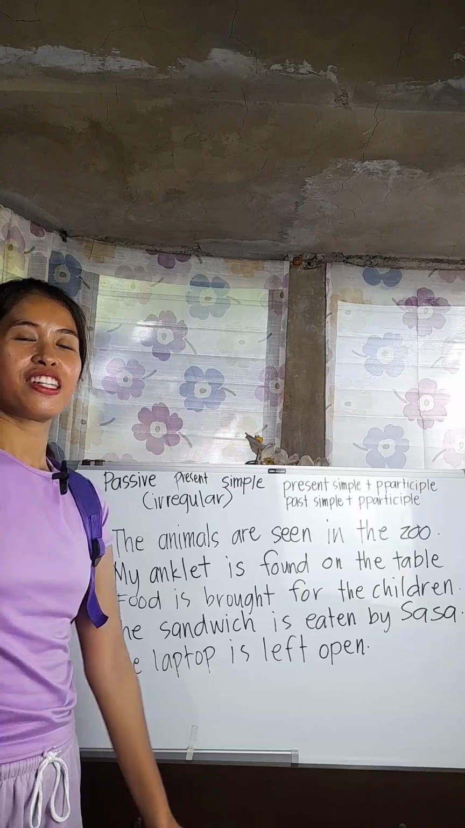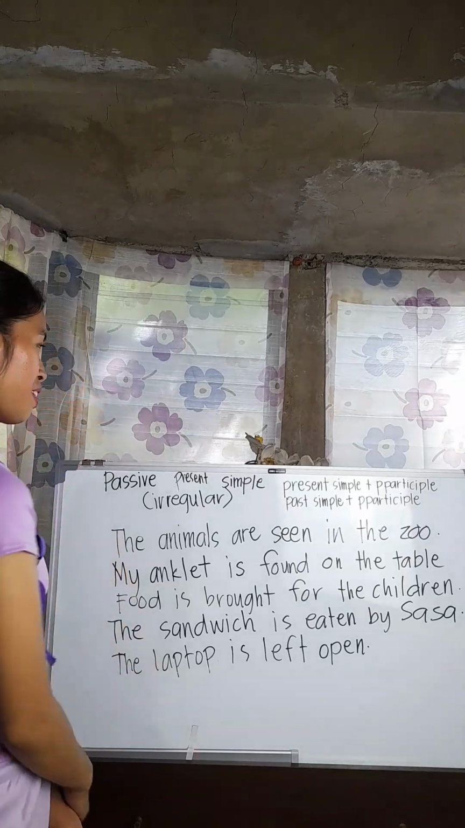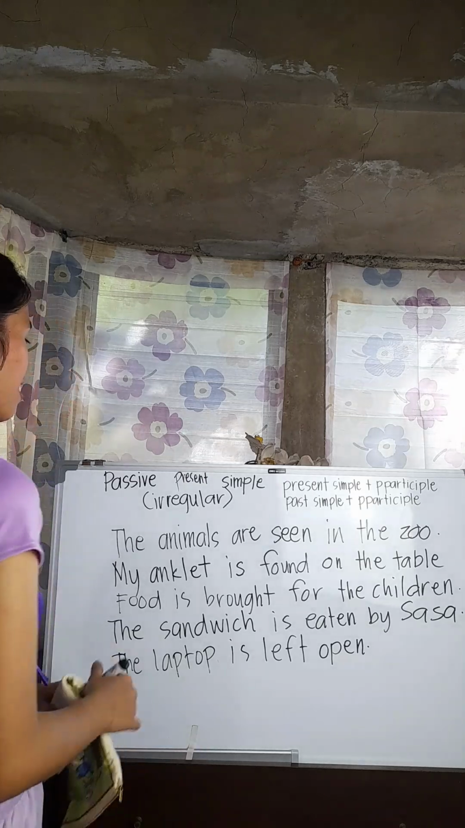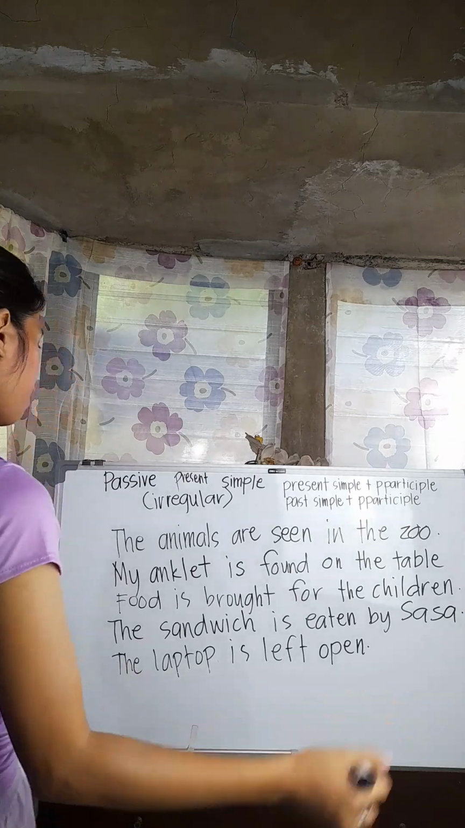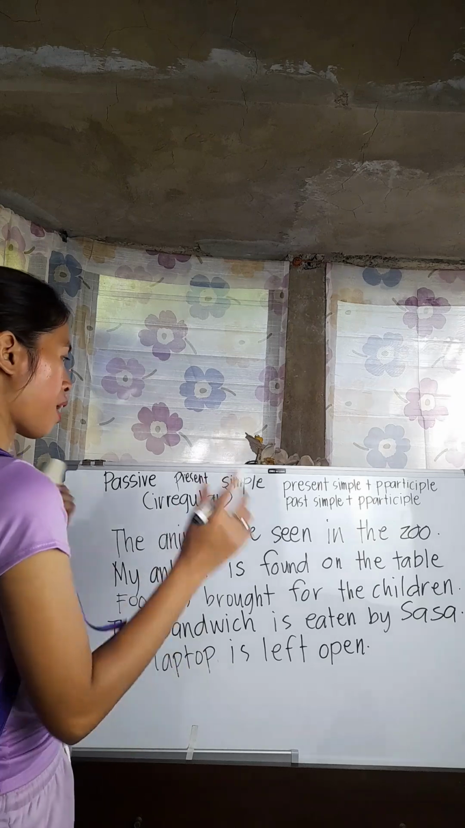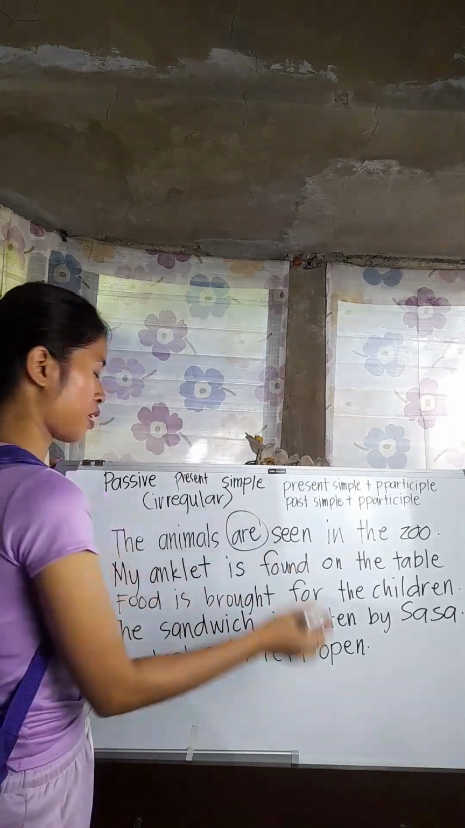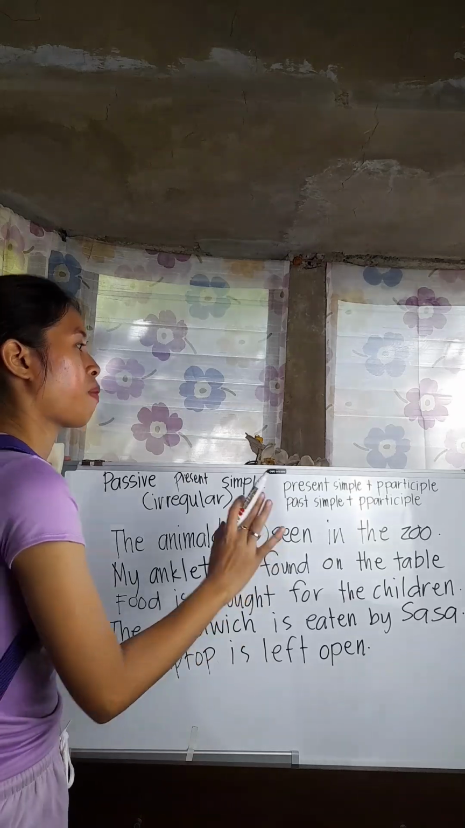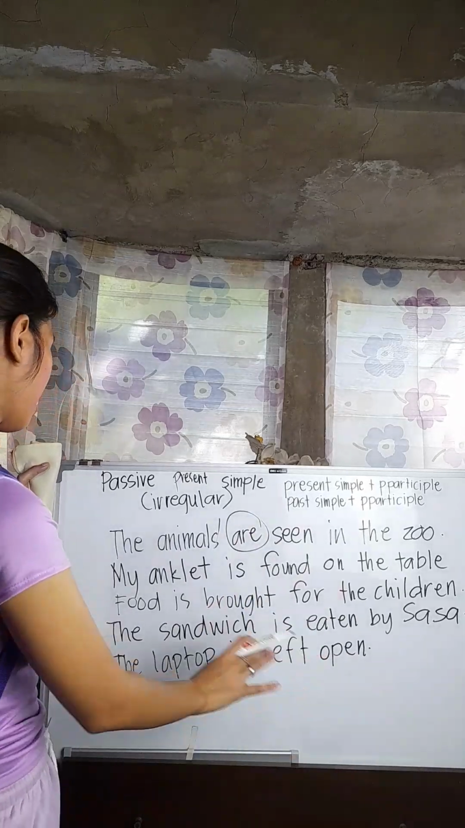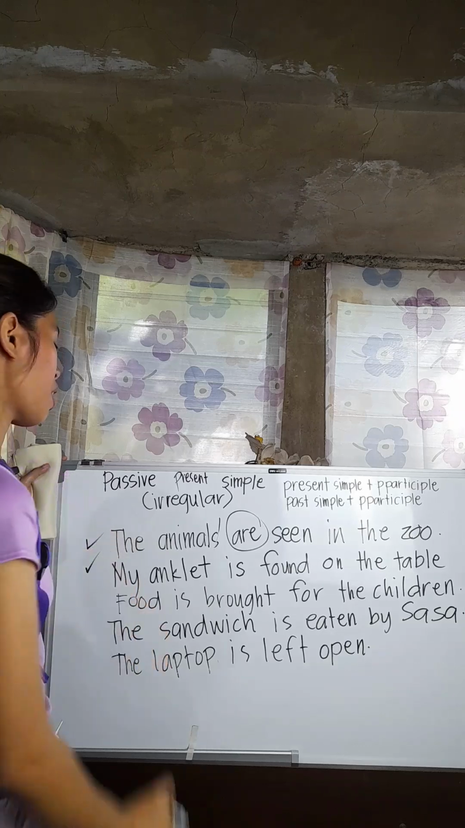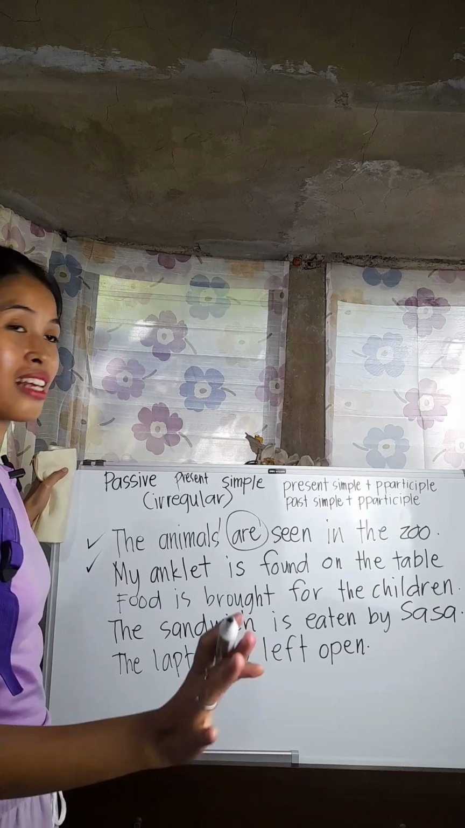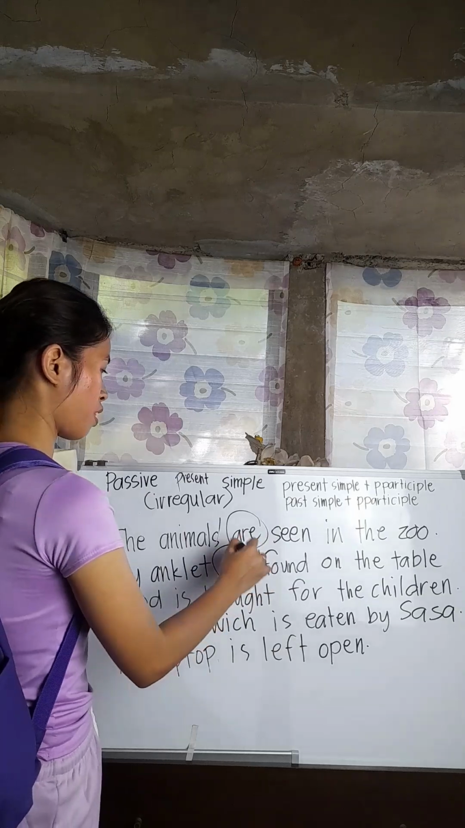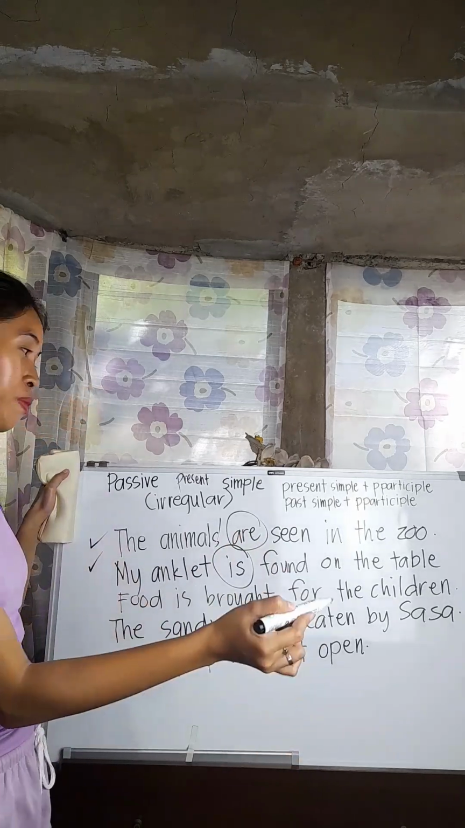Alright, so another set of examples for the passive present simple with irregular verbs. For the sixth sentence, the animals are seen in the zoo. The subject here, the animals. The present simple is the word are. Why? Because the subject is plural that ends with letter S. The past participle is the word seen. For the seventh sentence, my anklet is found on the table. My anklet as the subject. Present simple is the word is. Found as the past participle.